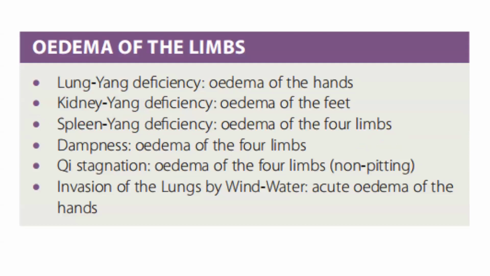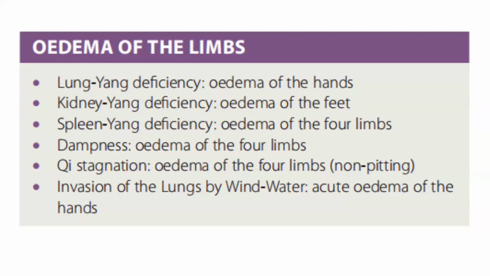To summarize, edema of the limbs may be due to lung yang deficiency, which will manifest with edema of the hands. It could also be due to kidney yang deficiency, which will manifest with edema of the feet. Third, it could be due to spleen yang deficiency, which will manifest with edema of the four limbs. Or fourth, it could be due to dampness, which will manifest with edema of the four limbs.